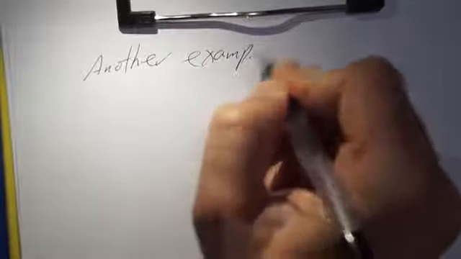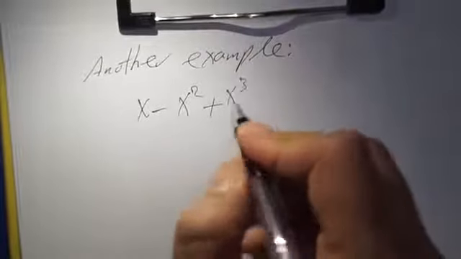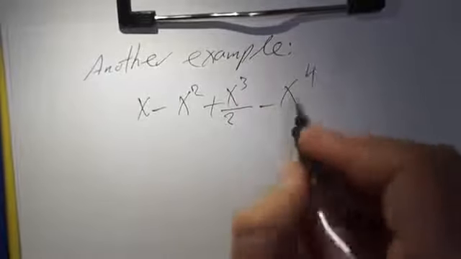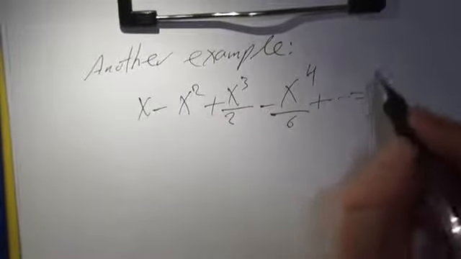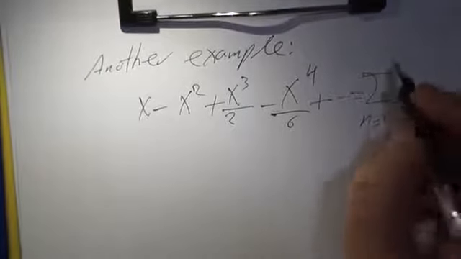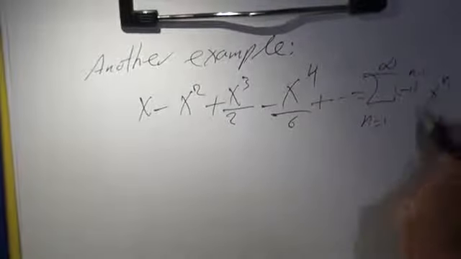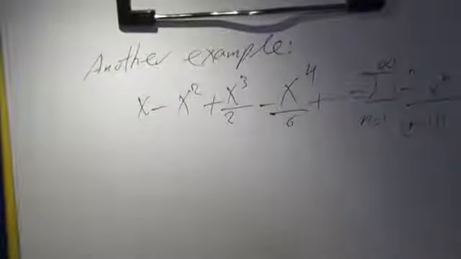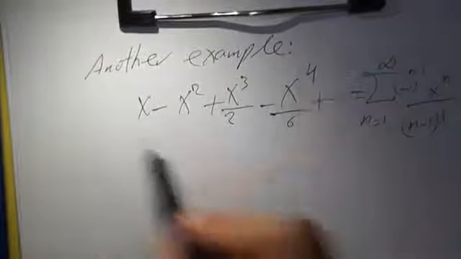Another example. Another example is x minus x to power 2 plus x to power 3 divided by 2 minus x to power 4 divided by 6, and so on. This series can be written in a short form like n equal to 1, there's a sum here, n goes to infinity, minus 1 to power n minus 1, x to power n divided by n minus 1 factorial. هذه الصيغة ممكن تعيد إنتاج هذه السيريز.